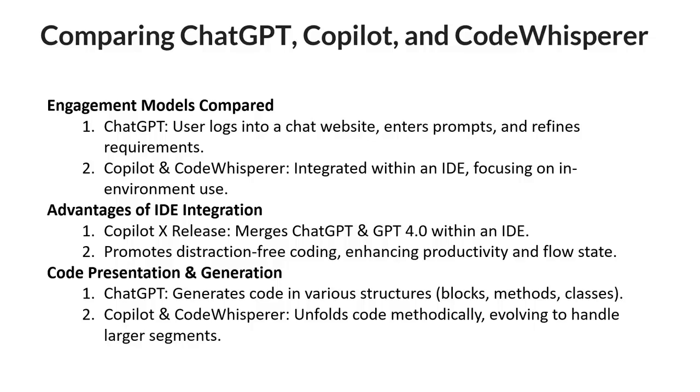As far as the code presentation and generation is concerned, ChatGPT can generate code at different structures, can be at a block level, method level, class level, or even a higher level. With Copilot and Code Whisperer, you are building code in a sequence, evolving to handle larger segments of code.